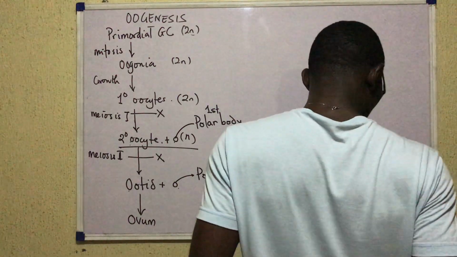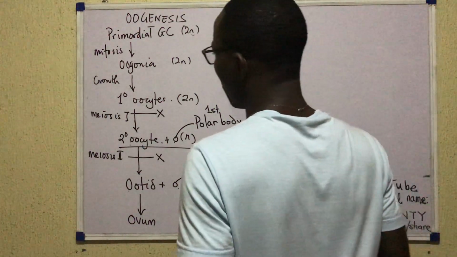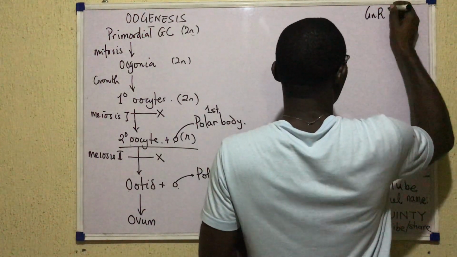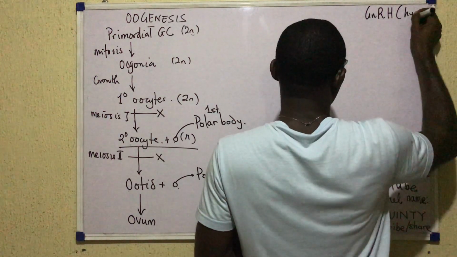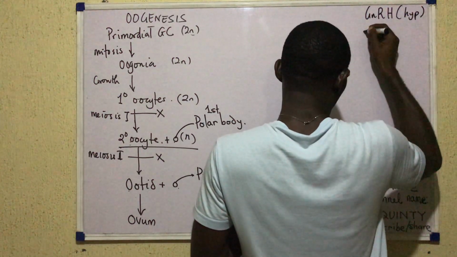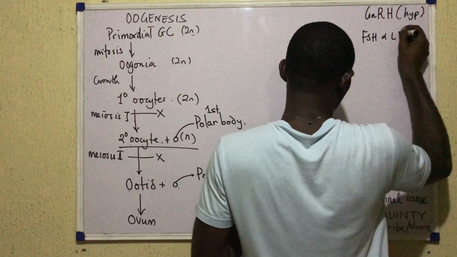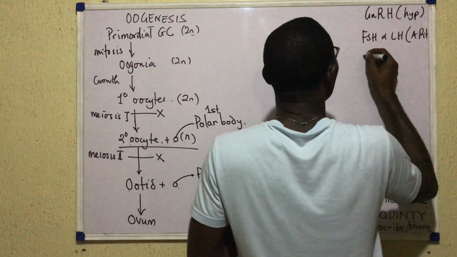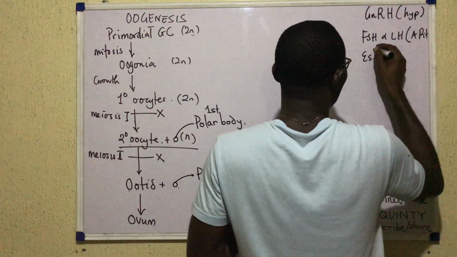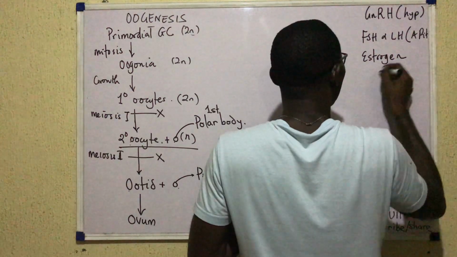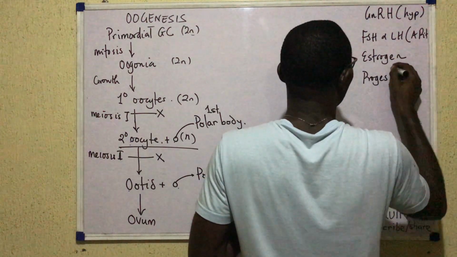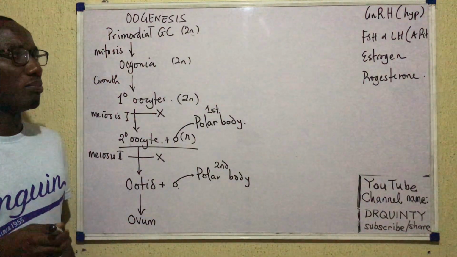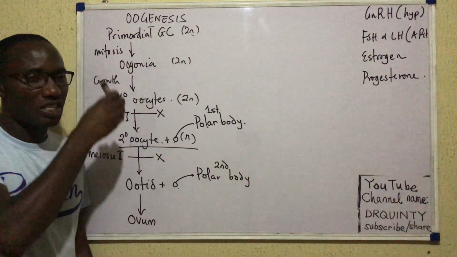How is oogenesis regulated? Which hormones regulate this process? The hormones include, again, GnRH coming from the hypothalamus, and then we have FSH and LH, again coming from the anterior pituitary, and then we have estrogen, and we have progesterone. Estrogen and progesterone. So these are the main hormones that are concerned with this process.